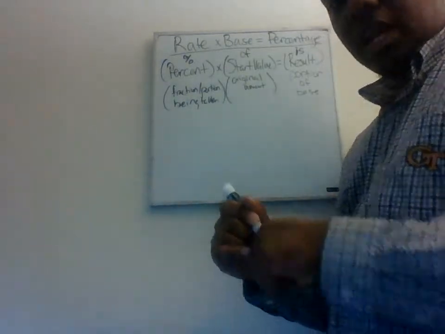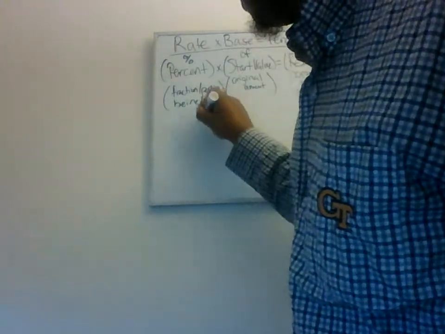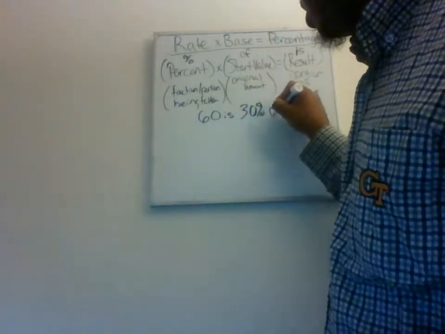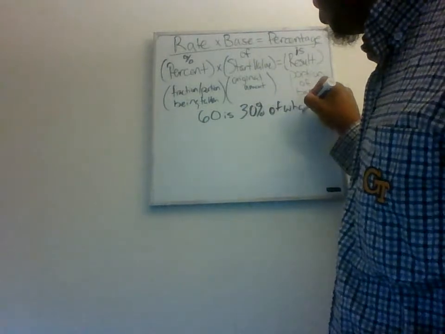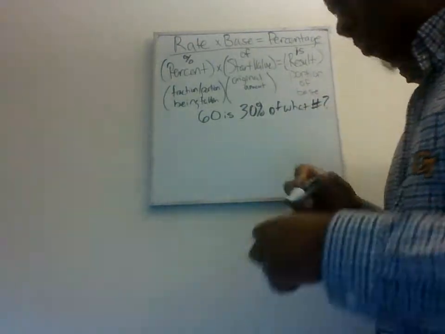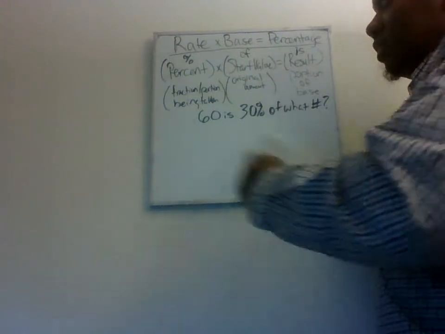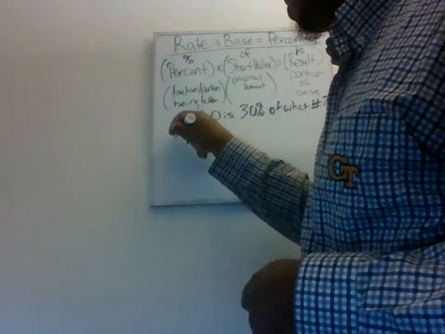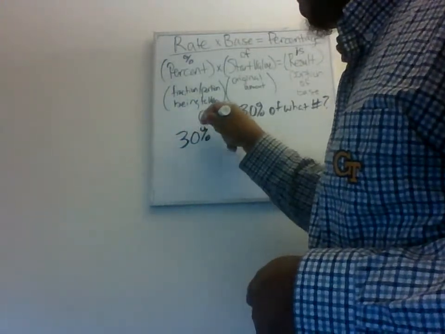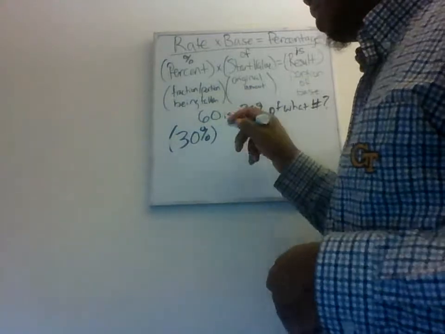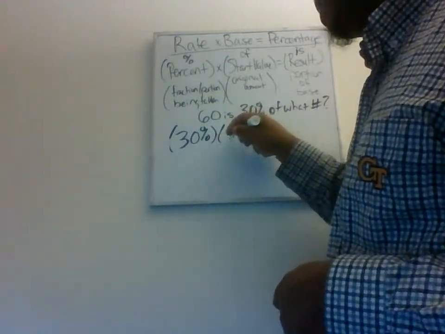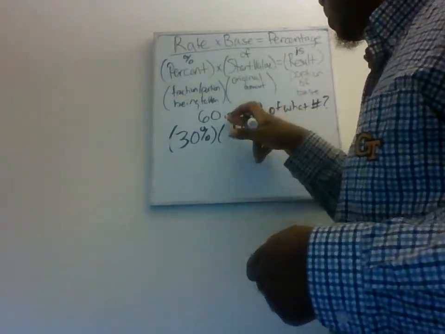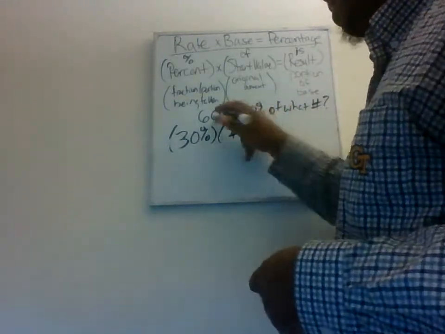Well, 60 is 30% of what number? Okay. So we have our rate here, obvious because it's a percent there. So we got 30%. Okay. Times a base that we don't know. We don't know what the number is. It says of what? We don't know. Equals is right after that, 60. That must have been our result we got.